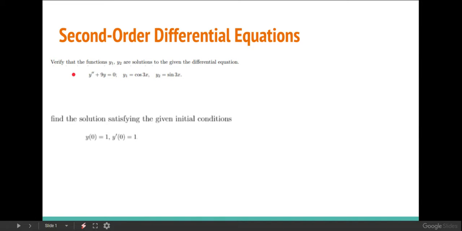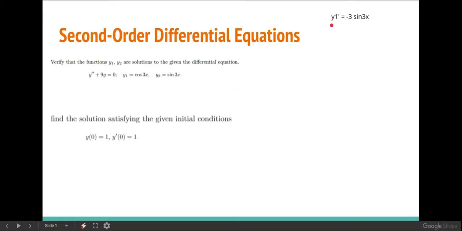When we're verifying, we're proving that something is true. So let's prove this differential equation, second derivative plus 9y equals 0. And let's prove it's true for this first equation, y1 equals cosine of 3x. So the first thing we're going to do is take the first derivative. Now, the first derivative of cosine of 3x is going to be negative 3 sine of 3x. Don't forget chain rule here. So you're doing the derivative of the cosine, and then you're taking the derivative of the 3x on the inside.